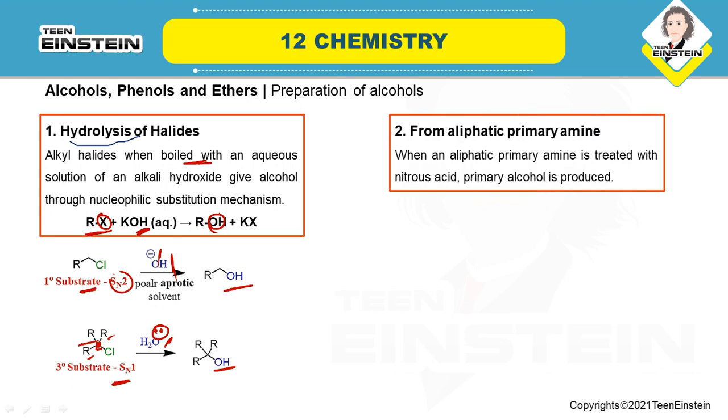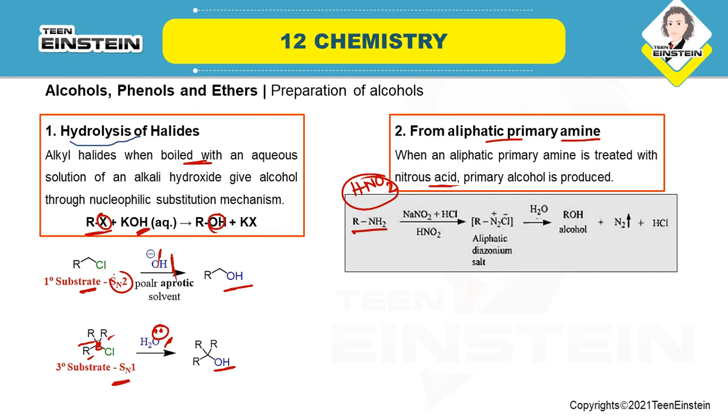Second method is starting from aliphatic primary amine. Aliphatic amine, it must be primary. When it is treated with nitrous acid, that means HNO2, primary alcohol is produced. But remember, HNO2 is not a very stable molecule, it is not used directly. So for the generation of HNO2 directly in the reaction medium, we use NaNO2 plus HCl mixture.